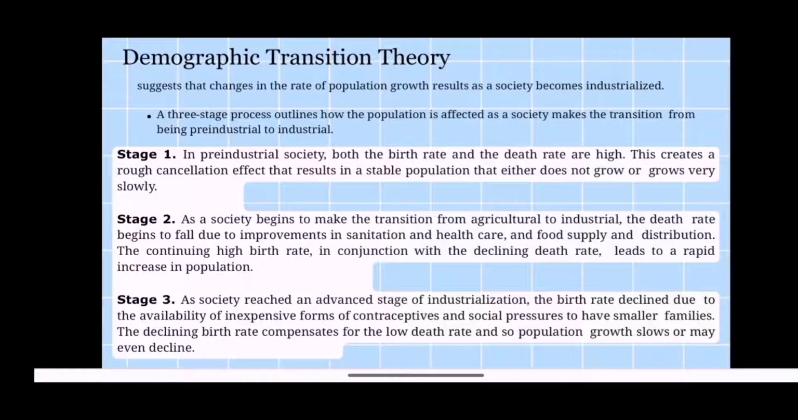In stage 3, it is also pertaining to the modernization of the state. Due to the availability of different contraceptions, the birth rate is starting to decline, and same with the death rate, and the population grows slowly or may even decline.